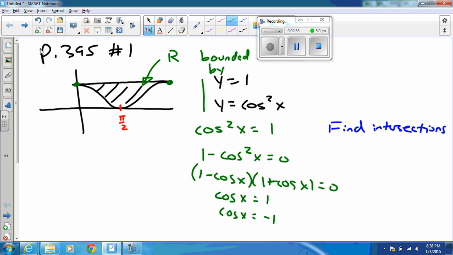And if we set cosine x equal to 1, then the solution in the first quadrant is going to be x equals 0. And that gives us the point 0, 1. Notice that all the y-coordinates had to be 1, of course. And if we set cosine x equal to -1, then we get x equals pi, which is this fellow right here. And so we have found our intersection points. We're going to use those intersection points crucially in just a moment.